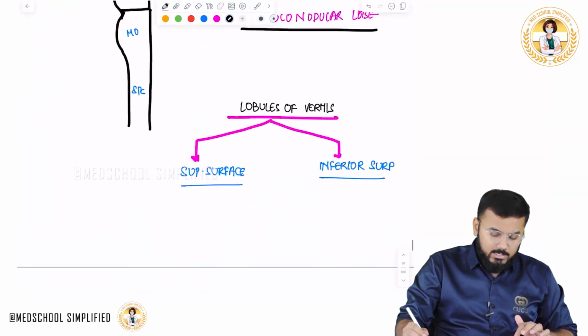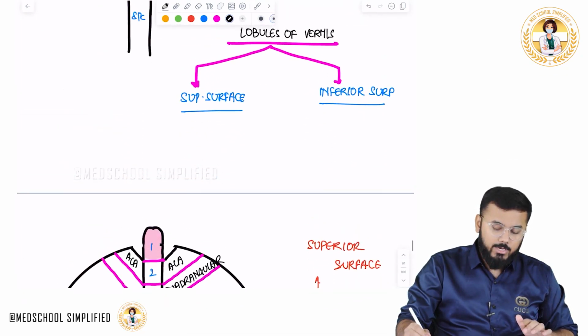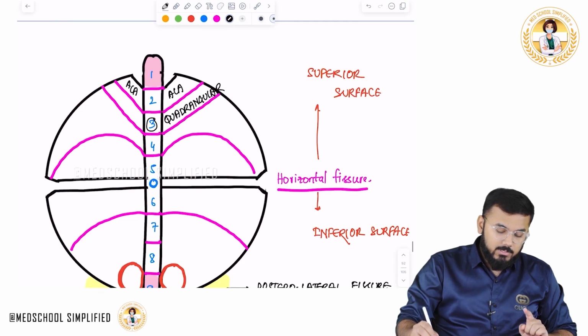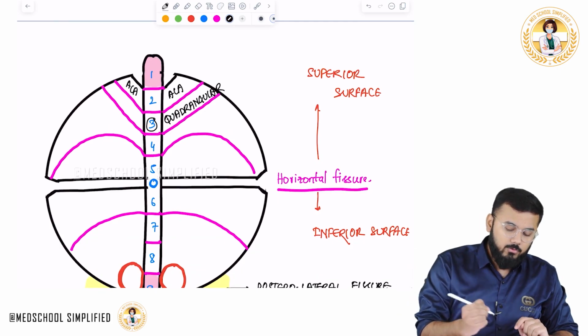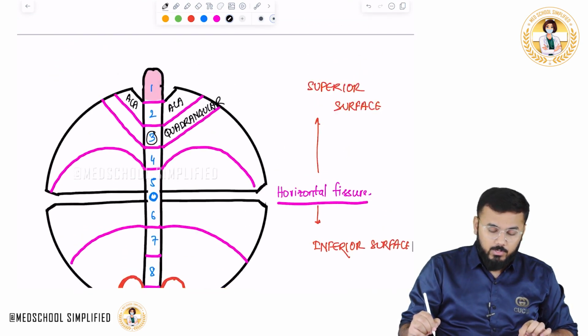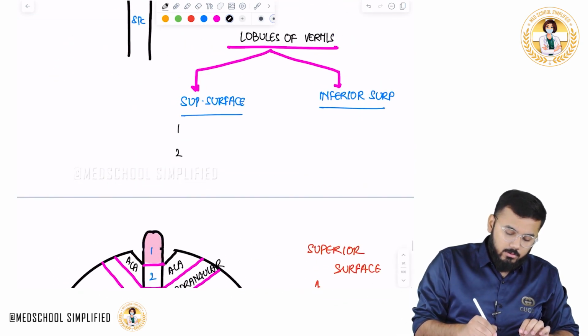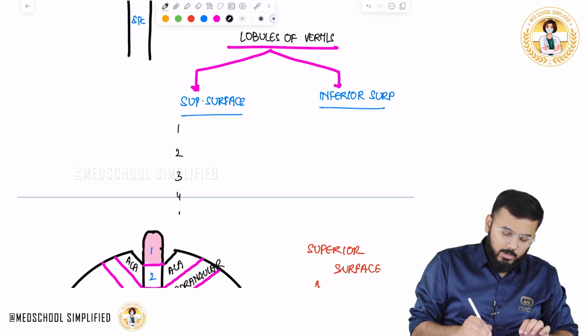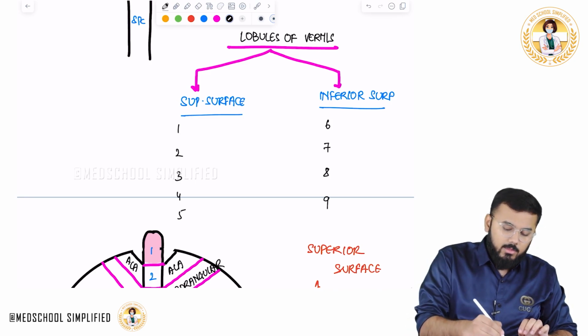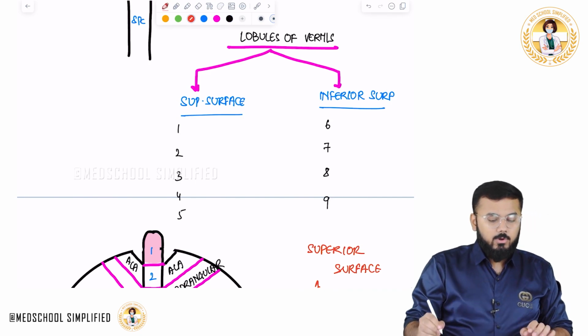So let us just write down the names of the lobules on the superior and inferior surface. So superior surface having how many lobules? 1, 2, 3, 4, 5. Inferior surface is having 6, 7, 8, 9, only 4. Okay, so 1, 2, 3, 4 and 5. Here it is 6, 7, 8 and 9. Okay, now coming to the first important thing.